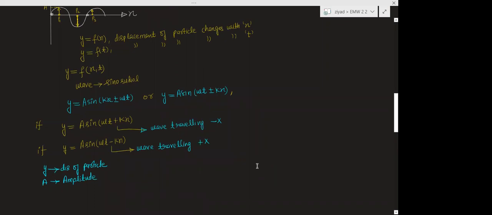After that, we will write the equation of electromagnetic wave. I have told you in electromagnetic wave, there is electric field and magnetic field. So basically, we will write the equation of electric field and we will write the equation of the magnetic field.